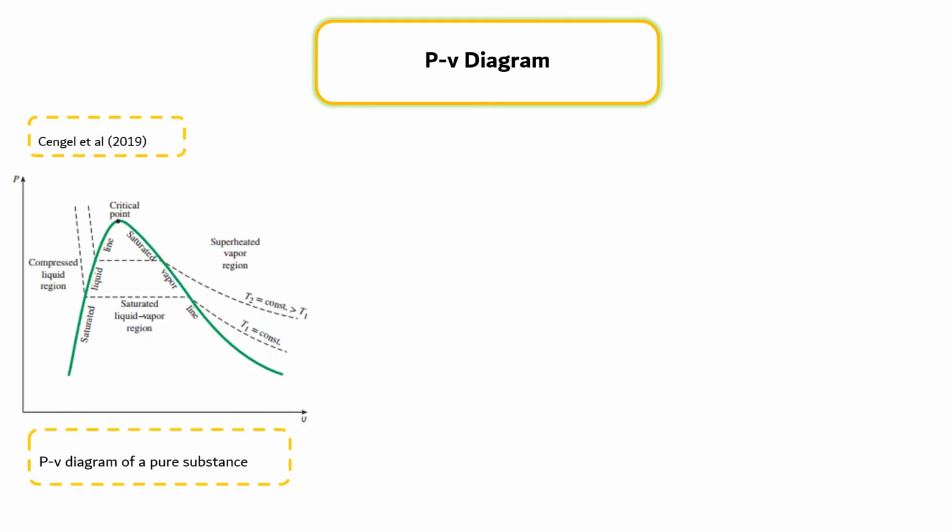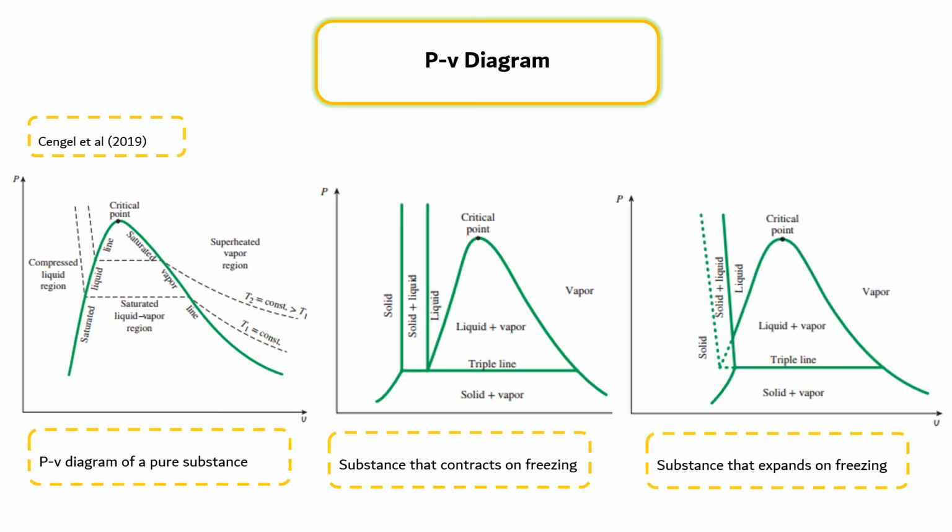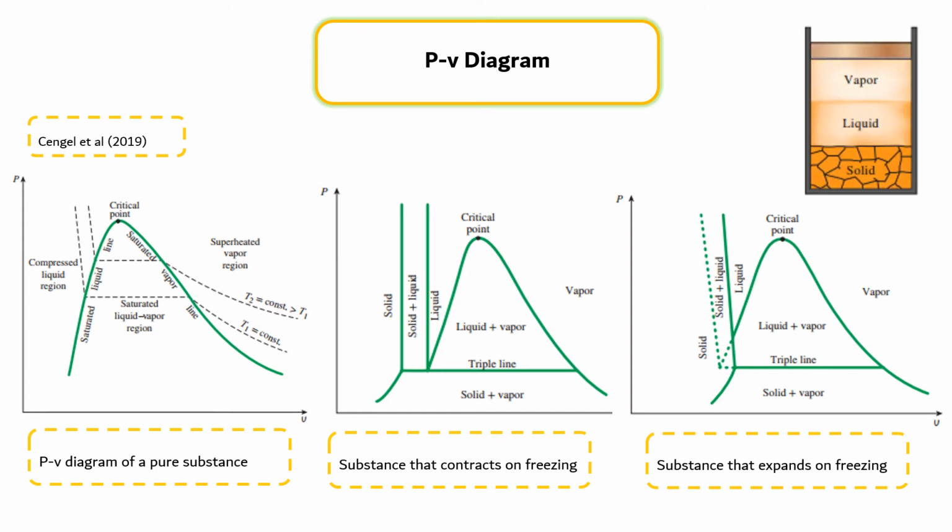The PV diagram. The general shape of the PV diagram of a pure substance is shown in the left figure, whereas the figure in the middle shows a PV diagram for a substance that contracts on freezing. The figure on the right shows a PV diagram for a substance that expands on freezing, such as water. Under some conditions, all three phases of a pure substance coexist in equilibrium, as shown in the top right figure. On the PV diagram, these triple phase states form a line called a triple line. These states on the triple line of a substance have the same pressure and temperature but different specific volumes.